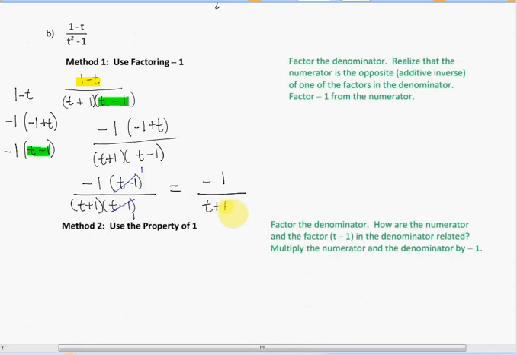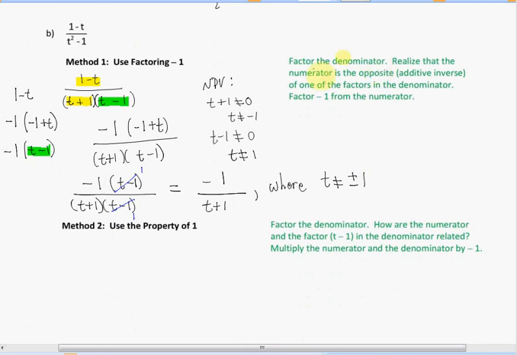All right, so non-permissible values. In our denominator, we have two binomials. The first one, t plus 1, cannot be 0, so t can't be negative 1. And t minus 1 can't be 0. Okay, and so t can't be equal to 1. Go back to our answer, and we say that our answer is negative 1 over t plus 1, where t cannot equal plus or minus 1.